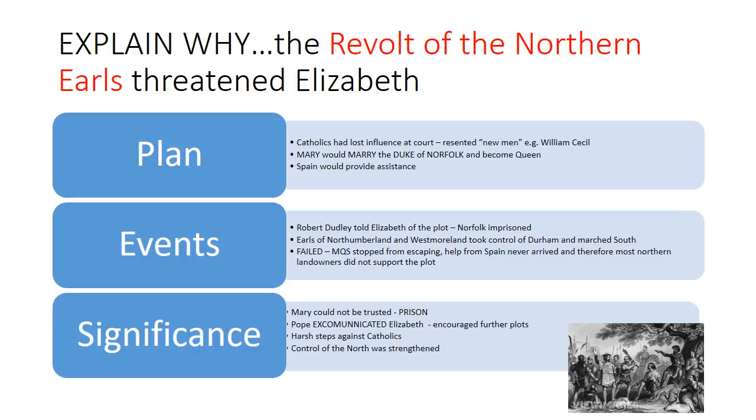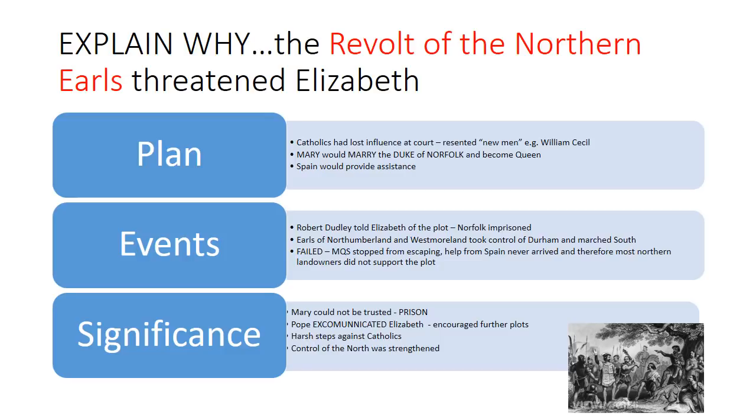There's four plots. The first one, so you could have a question like this: explain why the revolt of the Northern Earls threatened Elizabeth. So, the plan was pretty much the same. The reason why Catholics were upset was because they'd lost a lot of influence at court and lots of land, and Elizabeth had appointed lots of new Protestant people, such as William Cecil.